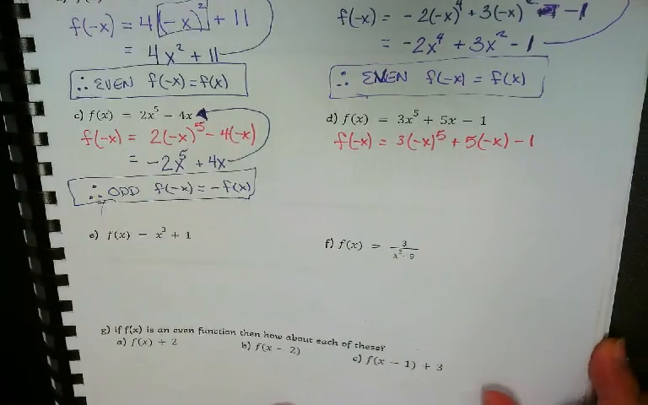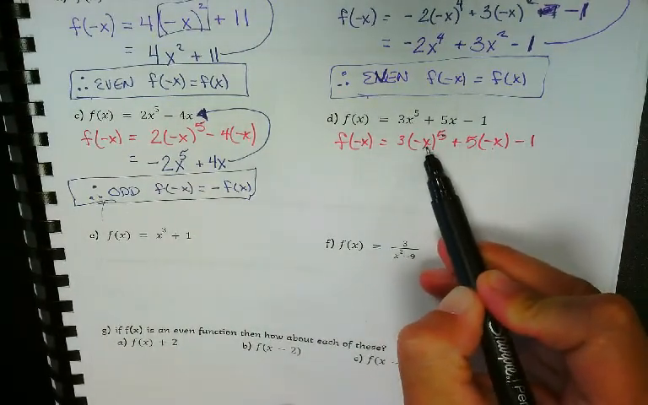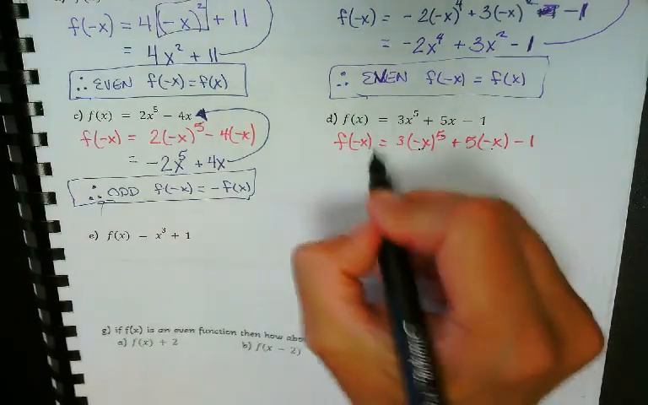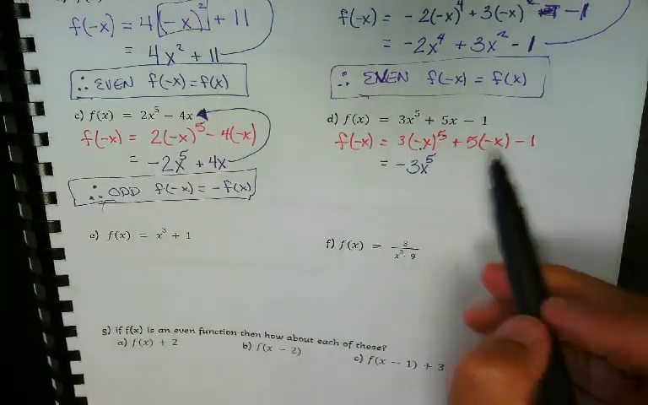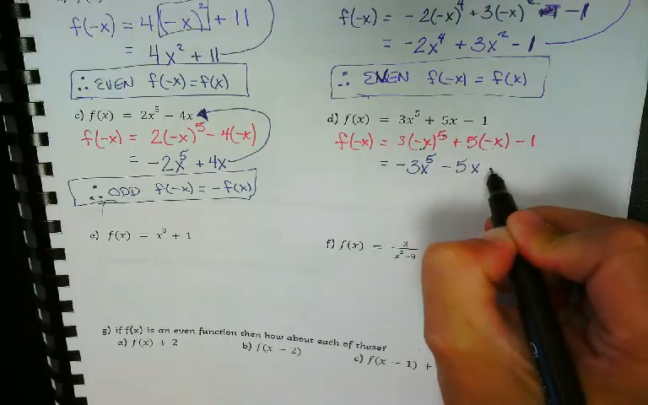All right, let's talk through D. So I substituted in negative x. So again, I've got five negatives, which is going to make a negative, times 3. So that's going to get me negative 3x to the fifth. A positive times a negative is a negative, and then I have a minus 1.